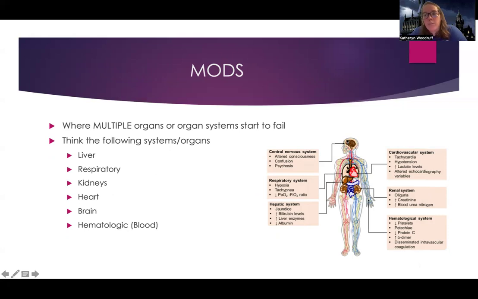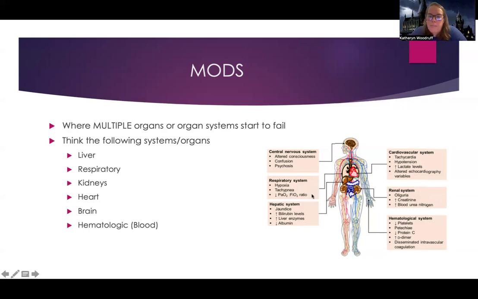Okay, my brain, what's my brain's normal function? To think, to keep me awake. If it's not working, what's happening? I'm not awake. I'm confused. I'm not thinking right. All right, my heart is supposed to help pump blood to the rest of my body. What does cardiovascular failure look like? Think heart failure. My heart rate goes up. I'm not pumping as well, so my blood pressure goes down. That kind of stuff.